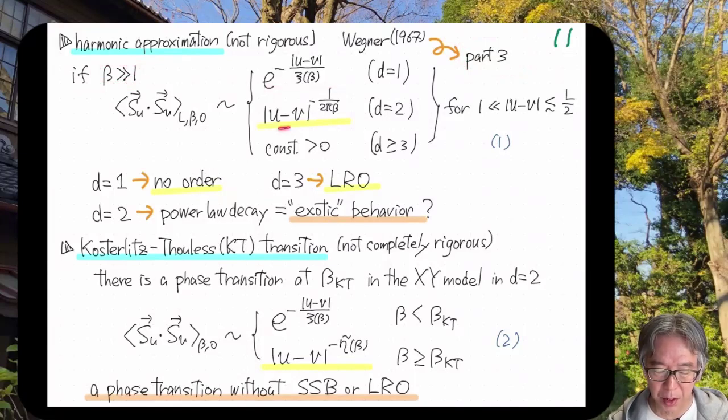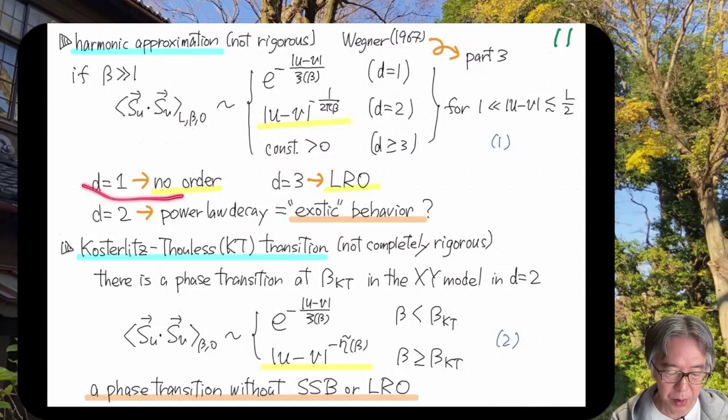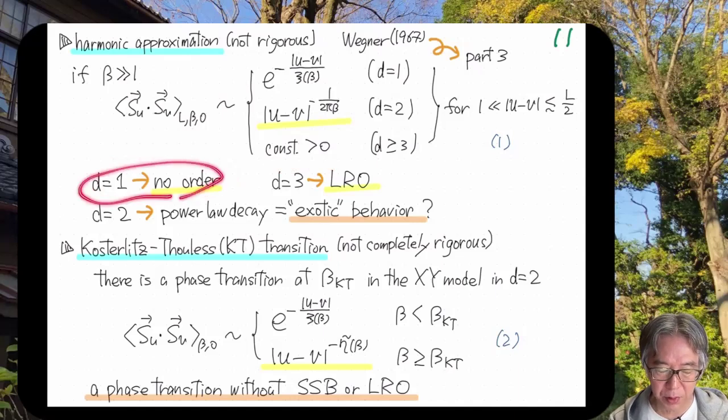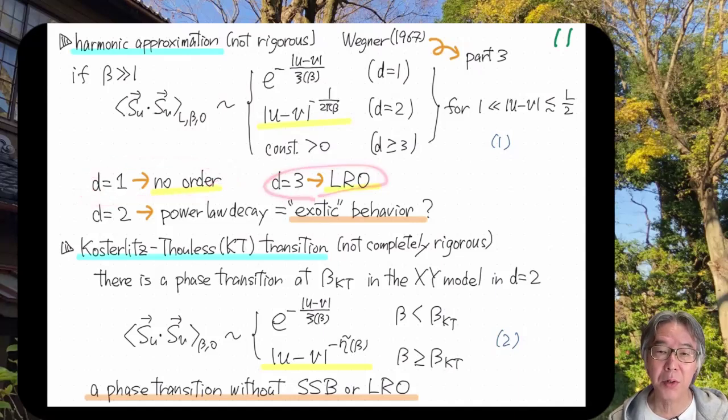and if you do some computation, the result you get is this. First of all, in dimension 1, you see that this two-point correlation function always decays exponentially. This is consistent with what we believe, and actually this is also rigorous. And in dimensions 3 or higher, you see that at very low temperature, this does not decay. Okay, so for d equal 1, we see there's no ferromagnetic order at non-zero temperature, and at d equal 3, we have long-range order at sufficiently low temperature.